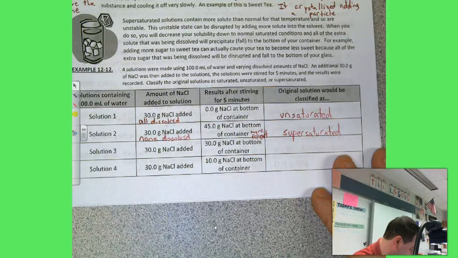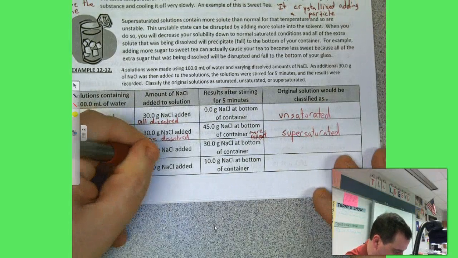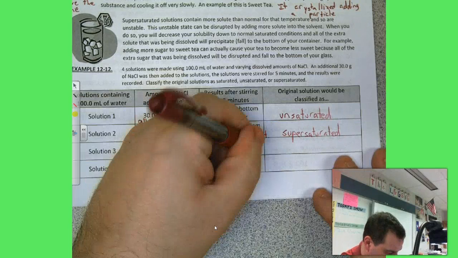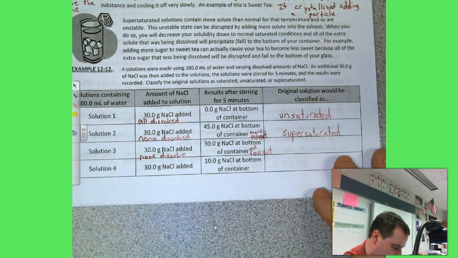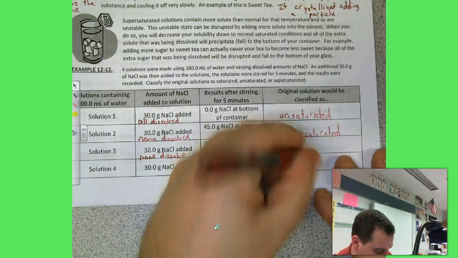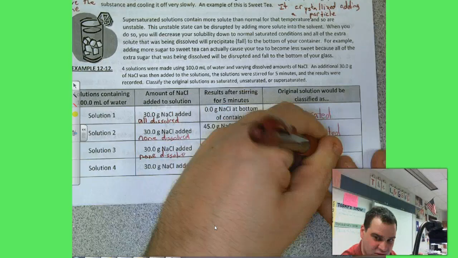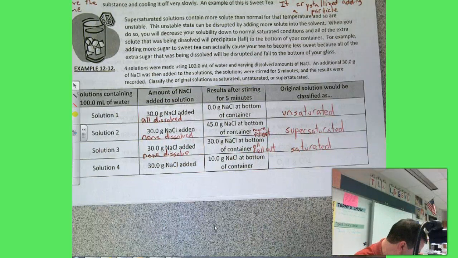Number 3, okay, we added 30 grams and 30 grams is at the bottom of the container. So none dissolved. And all fell out. That means that we were at the saturated point and we cannot get any more in unless we were to heat the solvent and then carefully cool it, making it a supersaturated solution. Okay.